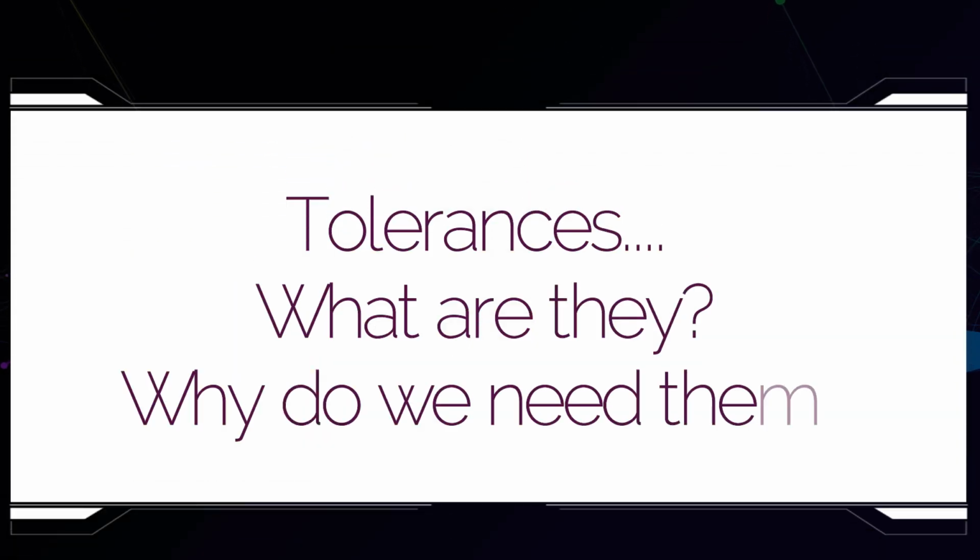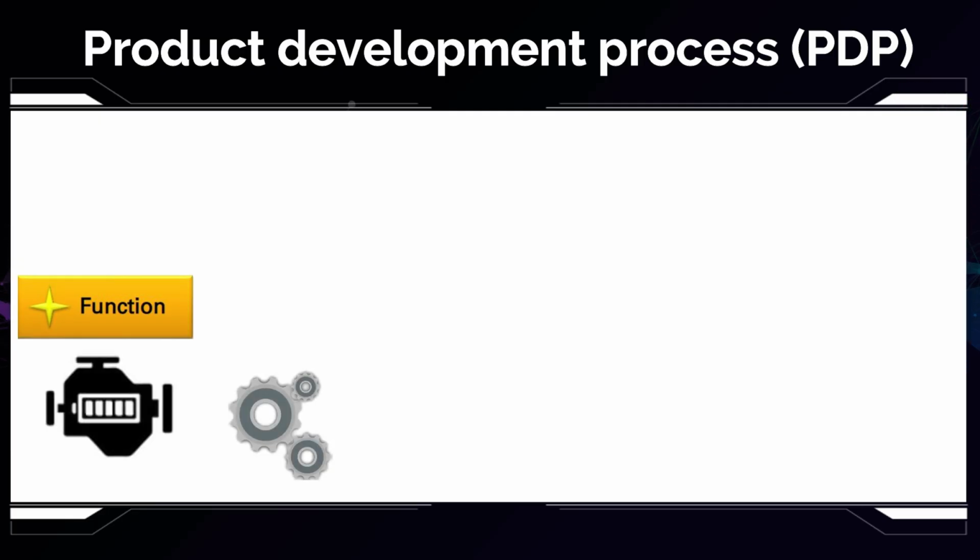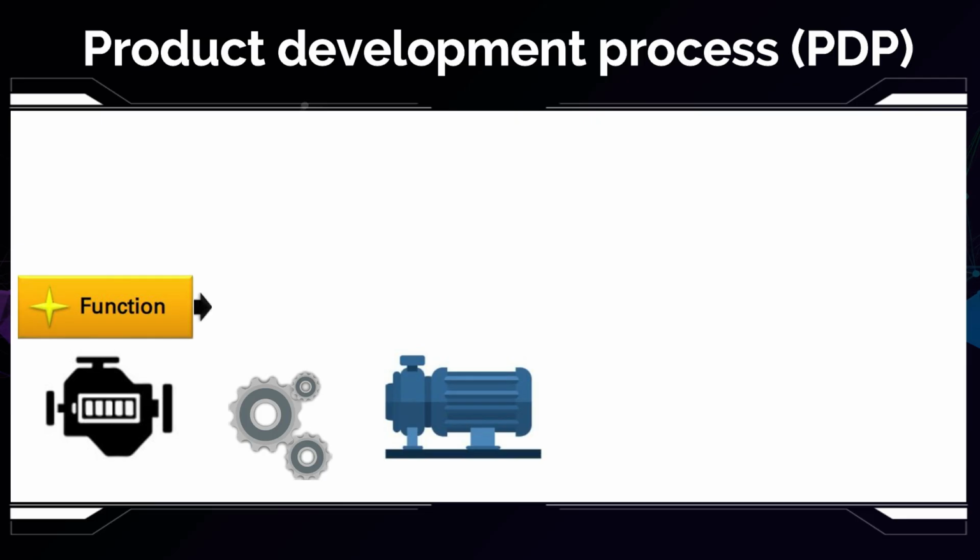What are tolerances, and why do we need them? The story begins with a product that should be developed. This product is developed by following a product development process. We start by clarifying the main function that we want to fulfill. For example, we want a product that achieves a function of an engine, a gearbox, or maybe a pump. Then we break this main function into smaller sub-functions. For example, a piston should be exerting a certain force, and a shaft should be rotating at a certain speed.